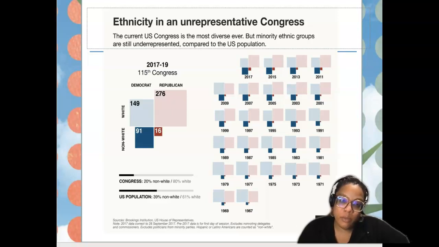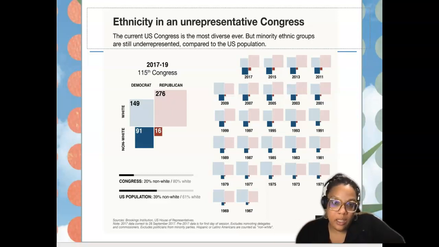So we see in blue, the blue squares, the Democratic Party, the red squares are the Republican Party, and we see here broken down by race, by white and non-white here. So we're seeing here the most recent Congress, 2017 to 2019. Well, take a moment. What do you see?